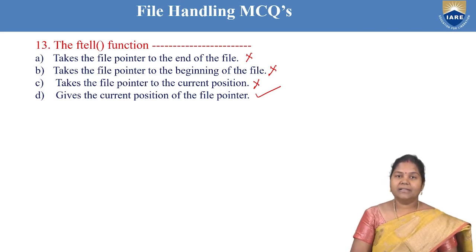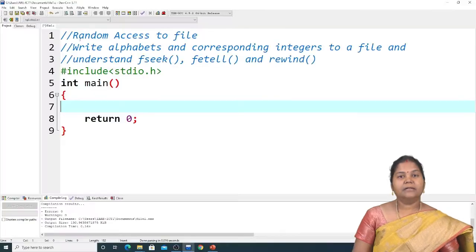Now, after understanding a number of questions related to file handling, let us go and run some programs related to random access to a file using fseek, ftell and rewind. Let us move to our Dev C++ compiler. Now, how to do random access to the file? For this we will write a program to store the alphabets into a file and display the alphabets and their corresponding integers on the standard output device, and we will make use of the fseek, ftell and rewind functions.